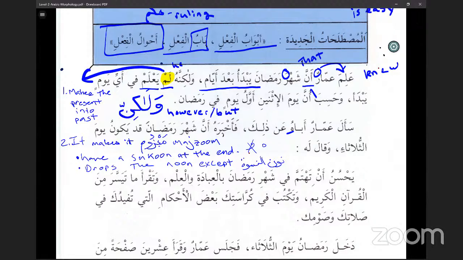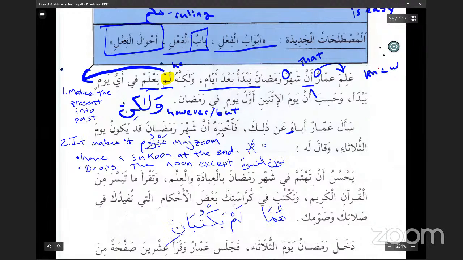So what we mean there is, if we want to say those two people didn't write the book, we would say huma lam yaktuba. Normally it's yaktubani, but we canceled it out because of the lam. So huma lam yaktuba, yani al-kitab. They did not write the book. Okay? So lam does that.